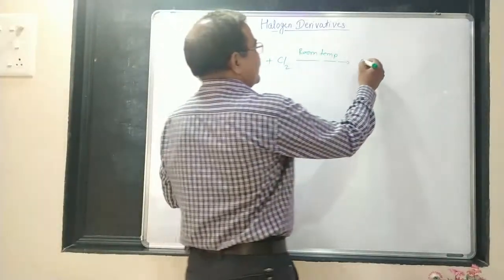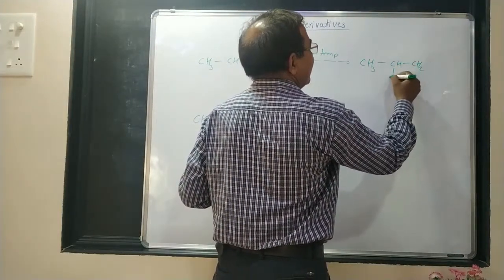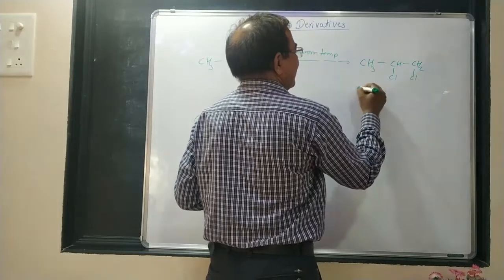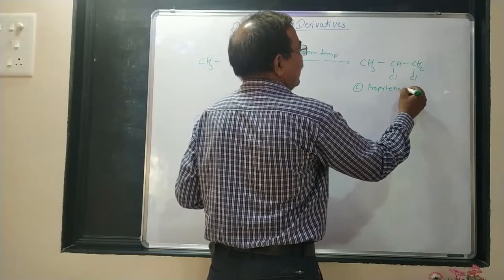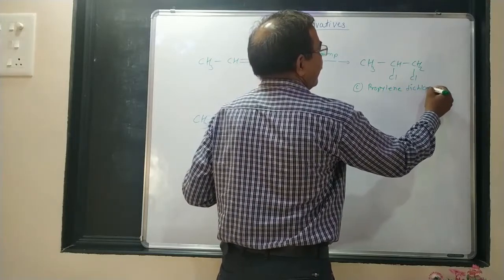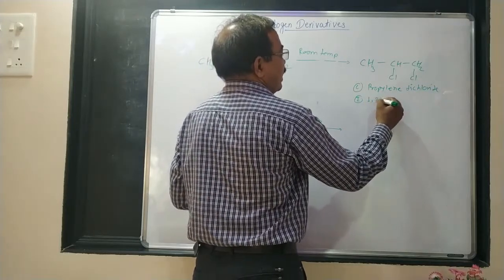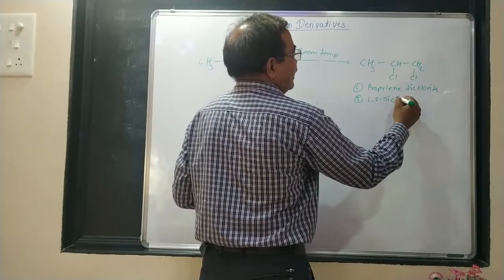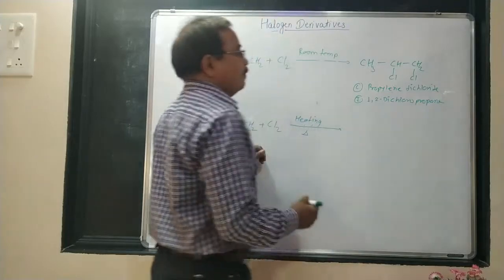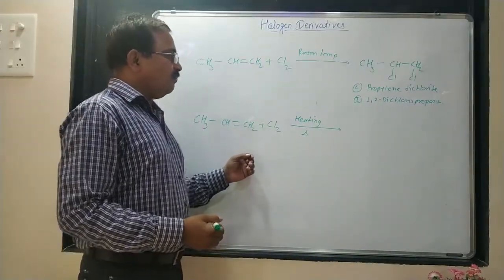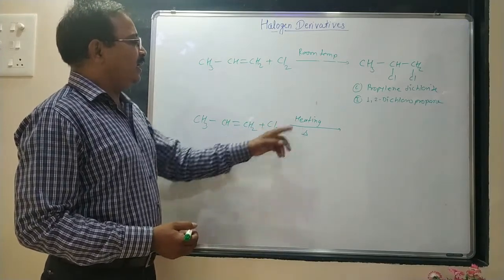In the first reaction, a simple addition reaction is carried out, and we will get propylene dichloride. The common name of this compound is propylene dichloride. This is a vicinal dihalide. The IUPAC name will be 1,2-dichloropropane. This is an example of a vicinal dihalide. In the second one, the condition is changed: only heating is applied.